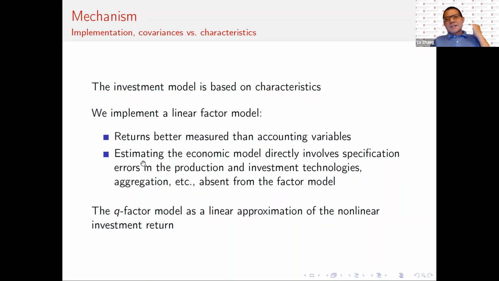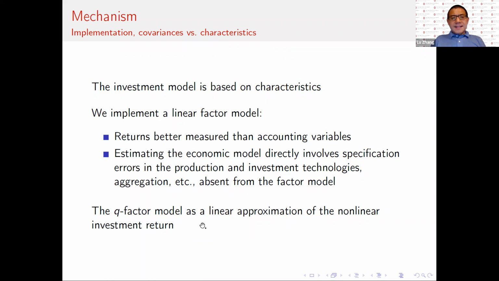I noted earlier that estimating the economic model directly involves specification errors. In structural estimation, this includes production technology, investment technology, and different aggregation. How do you deal with heterogeneous capital goods, tangible, intangible, working capital and whatnot, right? Lots of things to think about, whereas the factor model is fairly convenient. It's simple, and you can apply the factor model to a wide range of anomaly variables.